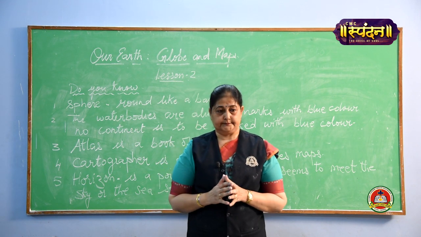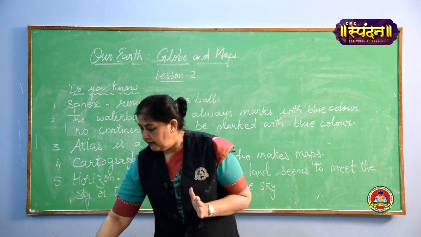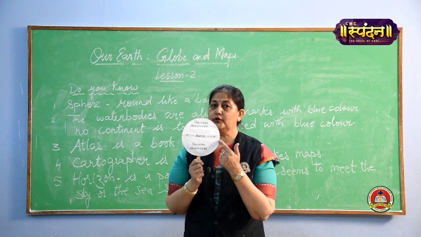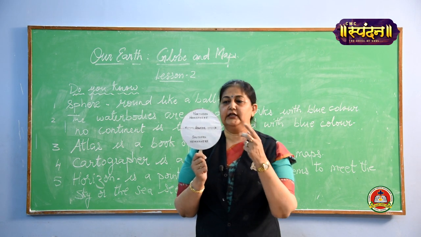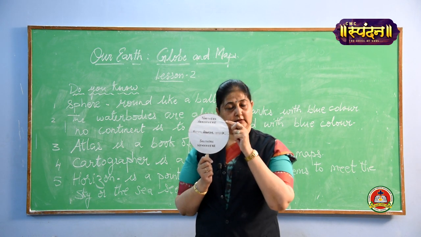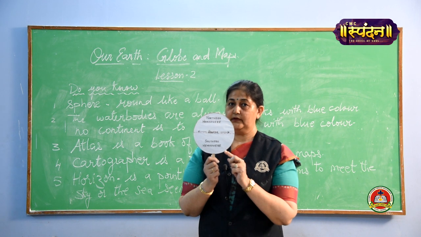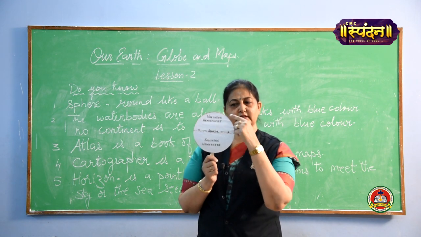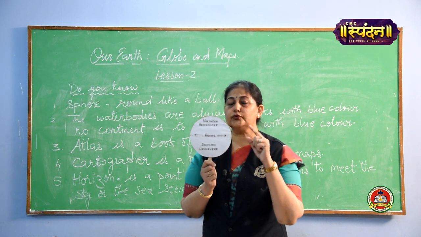Now, children, our earth is divided into two hemispheres. Okay? Now, it is divided by an imaginary line called the equator, which runs horizontally. Okay? It divides the earth into two equal halves. These two equal halves are called hemispheres. The half above the equator is the northern hemisphere, and the half below the equator is the southern hemisphere. Correct? Divided by an imaginary line called the equator. Above the equator is the northern hemisphere, below the equator is the southern hemisphere. They are divided into two equal halves.